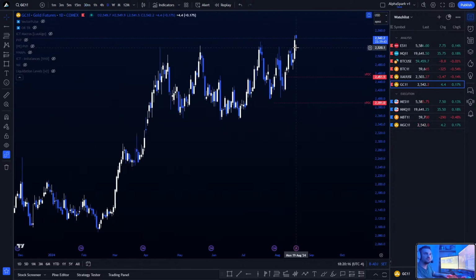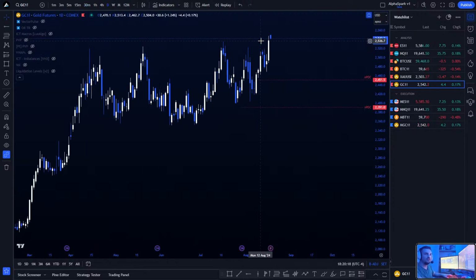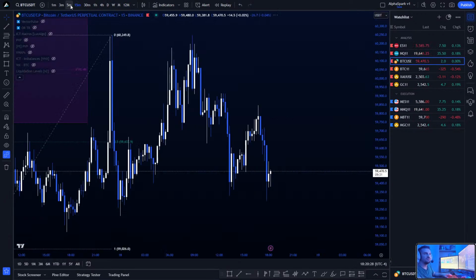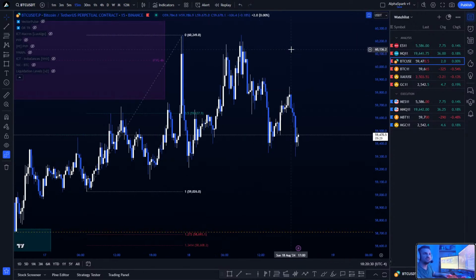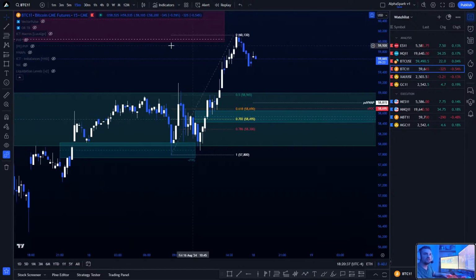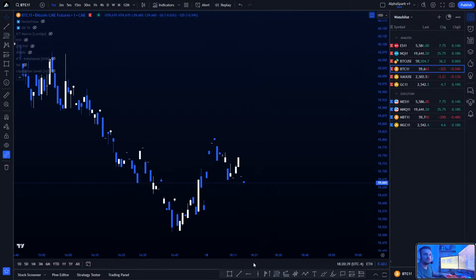Gold made a new all-time high. It is a candle closure on the CME. Oh, by the way, I'm sorry guys to keep going back. I'm really tired, but I just need to check if we have a CME gap. So BTC closed on Friday at 59665.